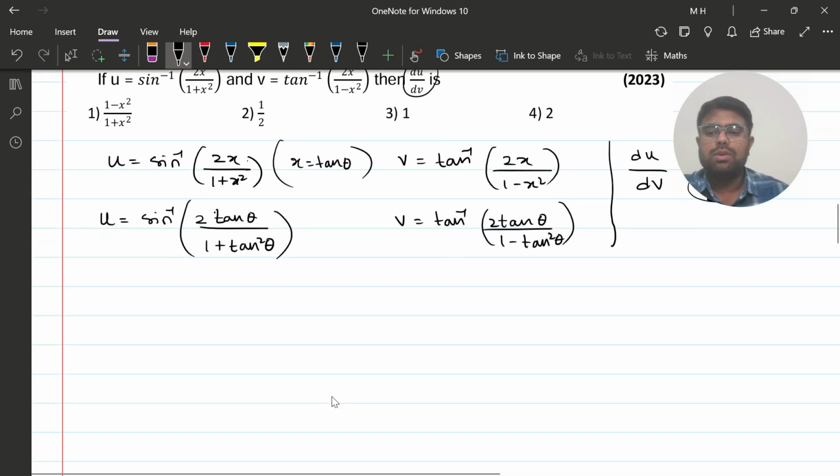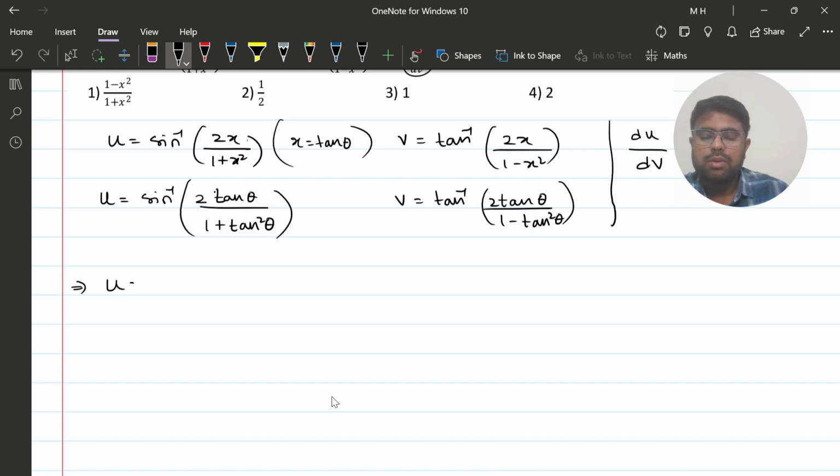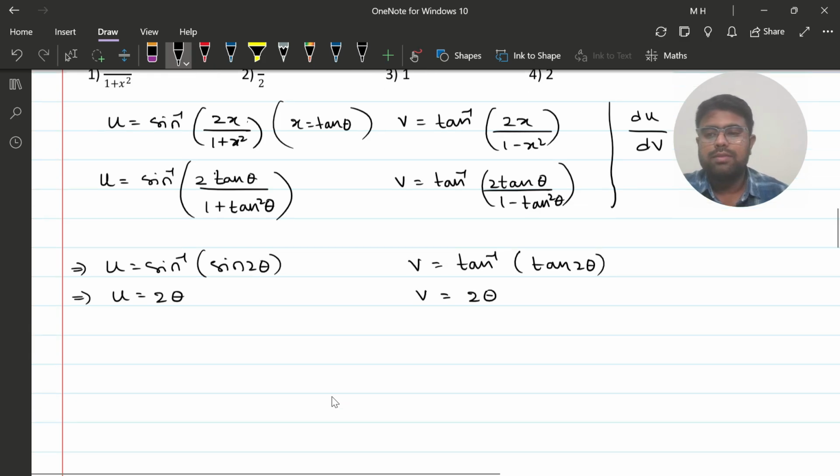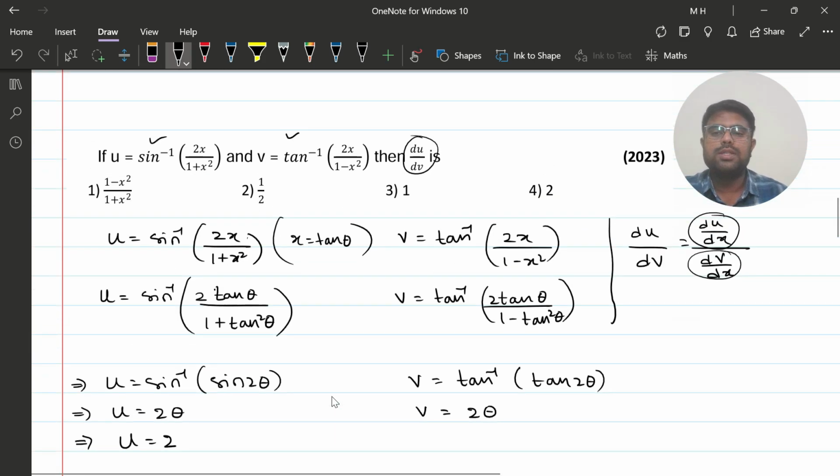So this implies u is equal to sine inverse of 2 tan theta by 1 plus tan square theta, which is sine 2 theta, and v equal to tan inverse of 2 tan theta by 1 minus tan square theta, which is tan 2 theta, right? So u equals sine inverse of sine 2 theta, which is 2 theta, and v equals tan inverse of tan 2 theta, which is also 2 theta. Fine.